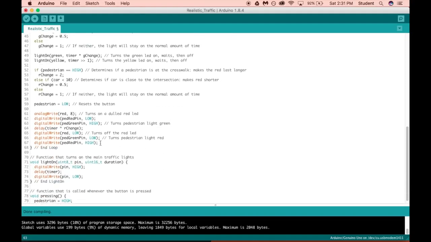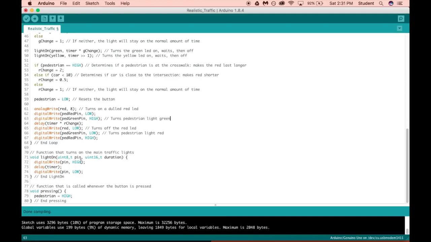And yeah, it just continues on forever. It keeps reading the inputs and displaying the outputs. Here we have the light on function, which just digital writes high and then waits a certain amount of time, then digital writes low.